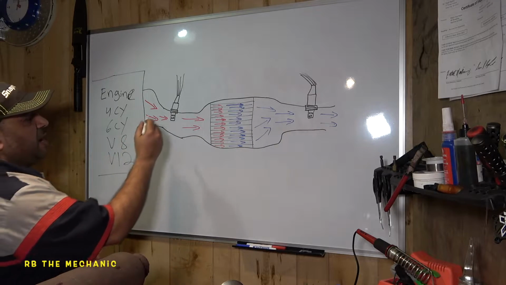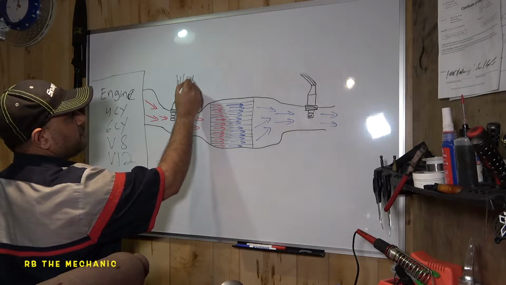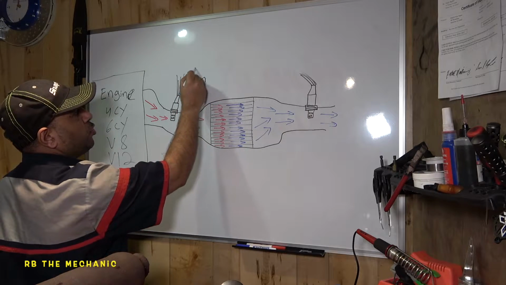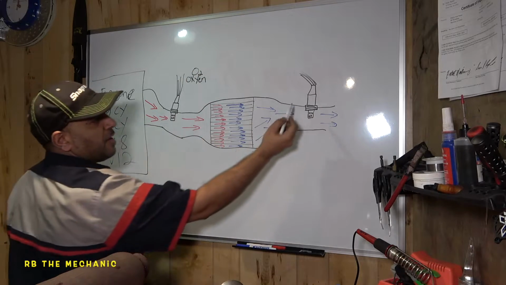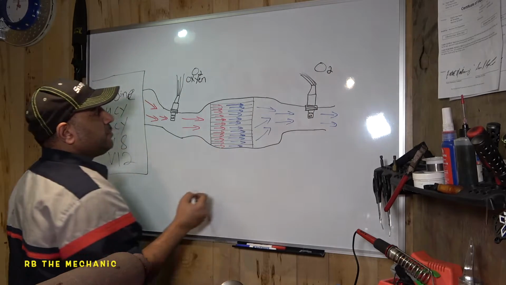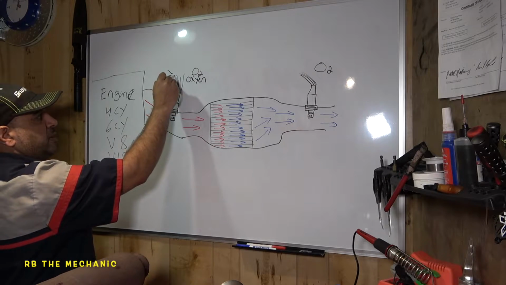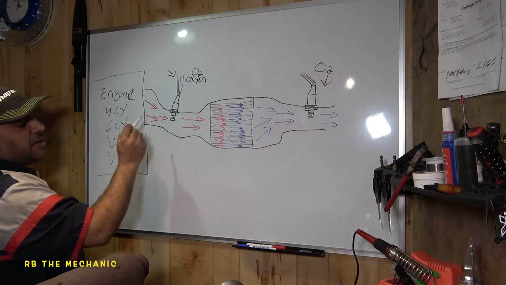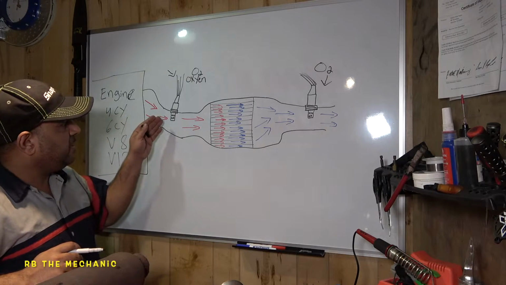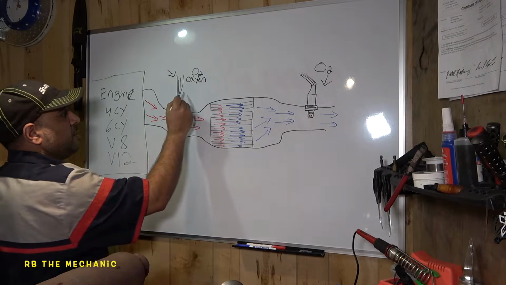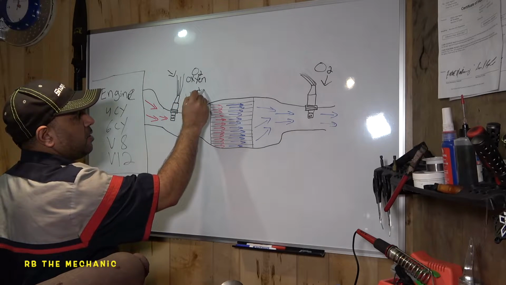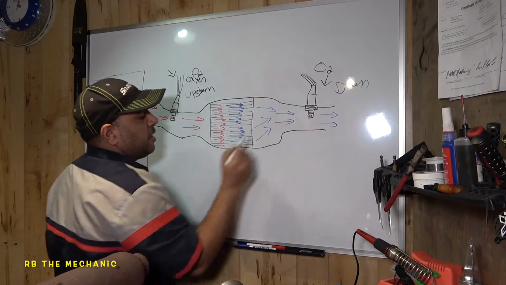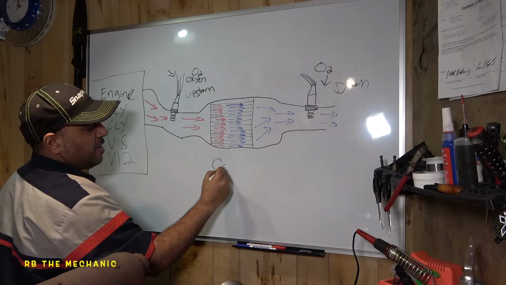So we have an oxygen sensor here. We're going to call it O2, okay? And we got an O2 here. You would have a code for this sensor here, and you would have a different code for this sensor here. This sensor here is upstream, okay? And this one is downstream. And in between, we have the catalytic converter.